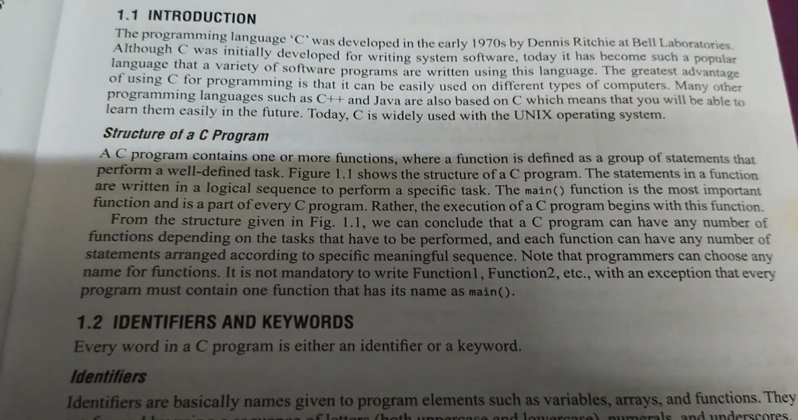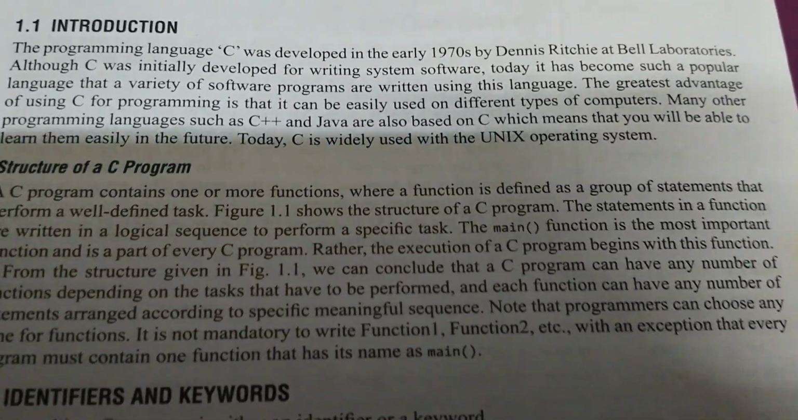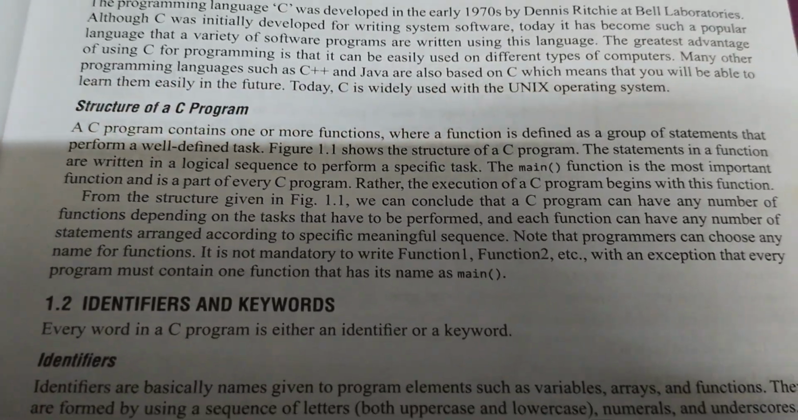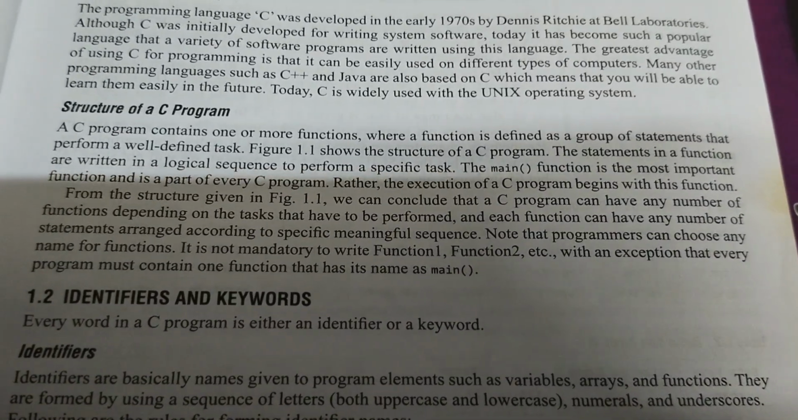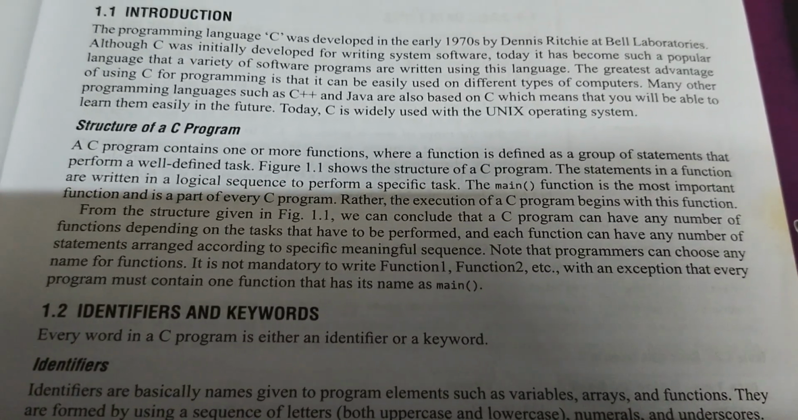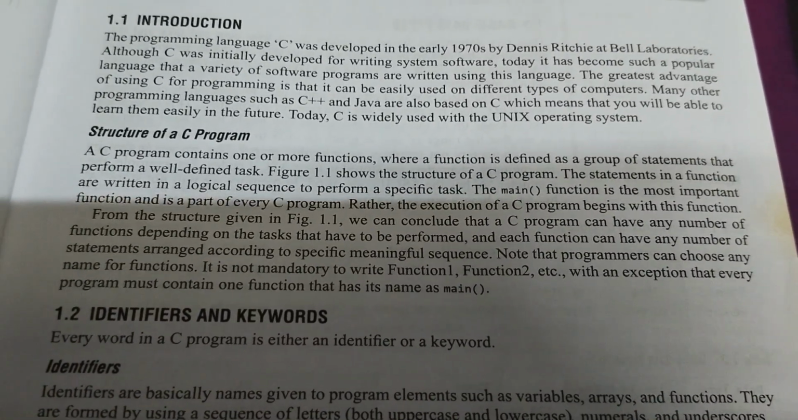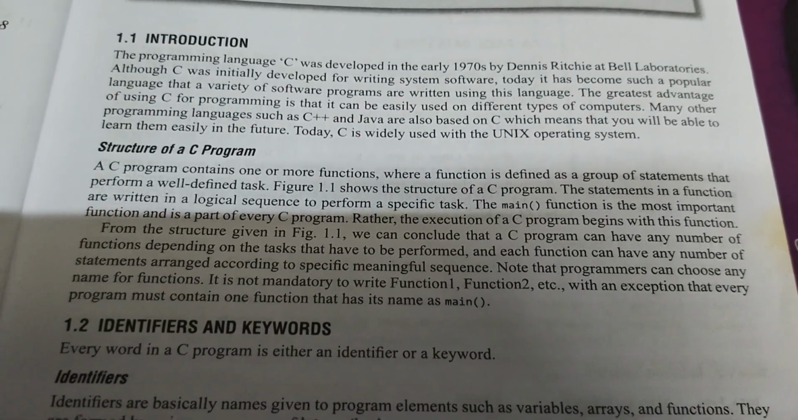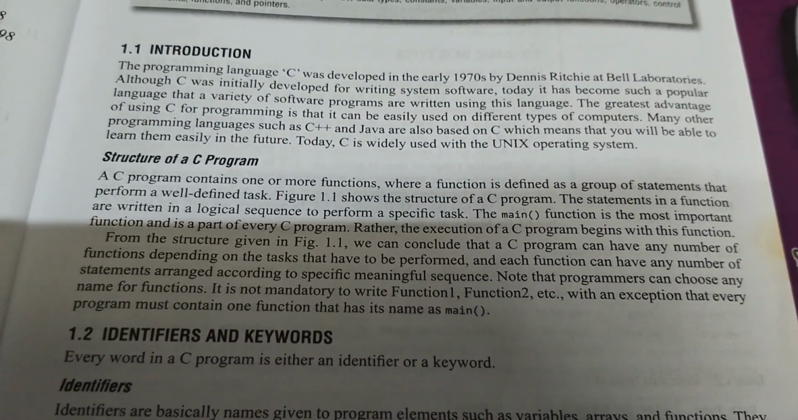Structure of a C program. A C program contains one or more functions, where a function is defined as a group of statements that perform a well-defined task. The statements in a function are written in a logical sequence to perform a specific task. The main function is the most important function and it is a part of every C program. Rather, the execution of a C program begins with this function.